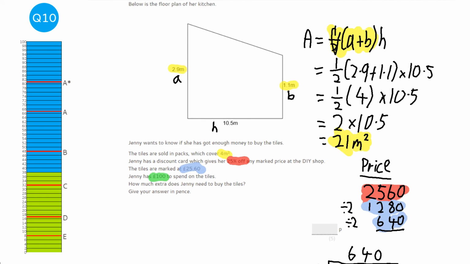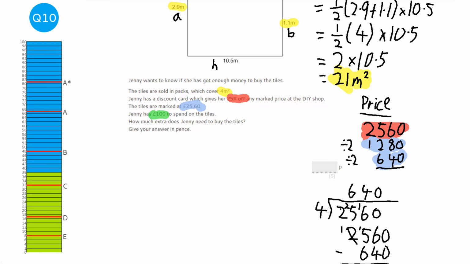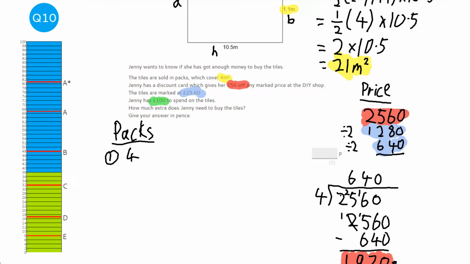Okay, so we've got somewhere. Now she needs 21 meters squared. And each time she buys 4. So packets, I could say here, packs. We'll work out how many packs she needs. So if she buys 1 pack, it's 4. If she buys 2 packs, it's 8. 3 packs would be 12. 4 packs would be 16. 5 packs would be 20.